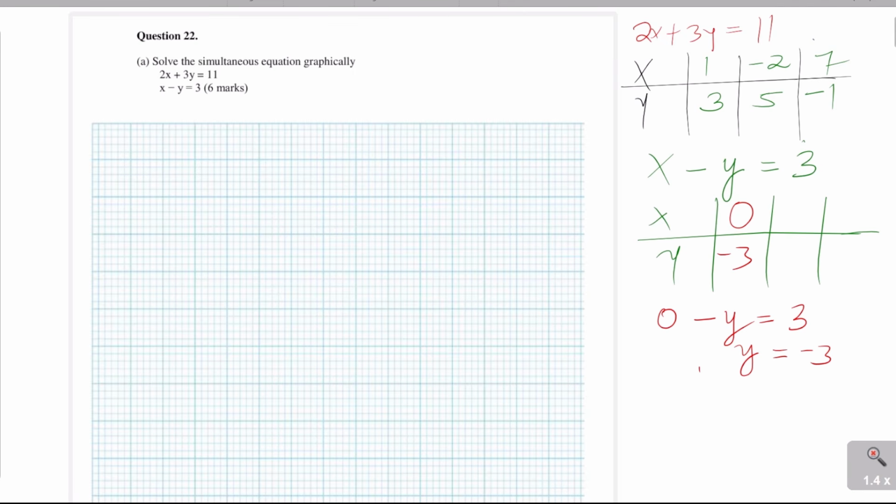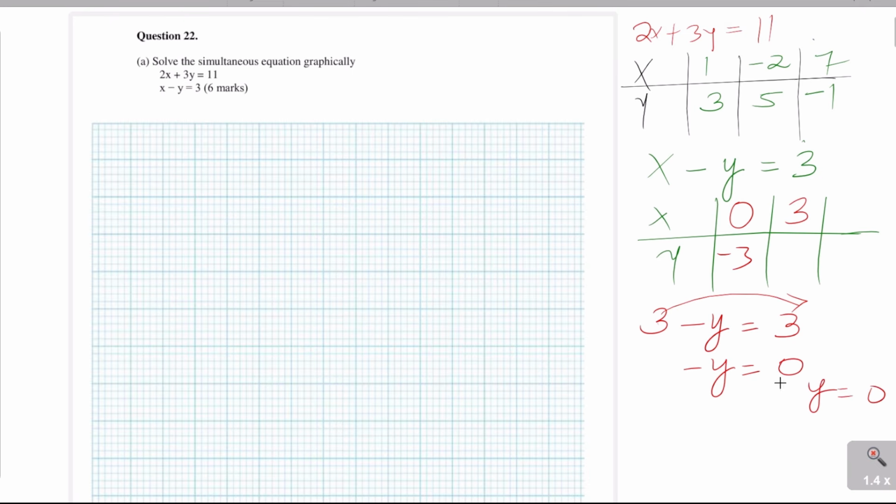When x is 3, for example, 3 minus y equals 3. So take this one to the other side. Negative y equals 3 subtract 3, which is 0. So y will be 0 for this. And then we can use another one still.